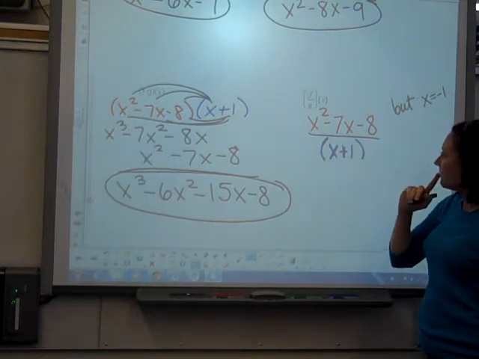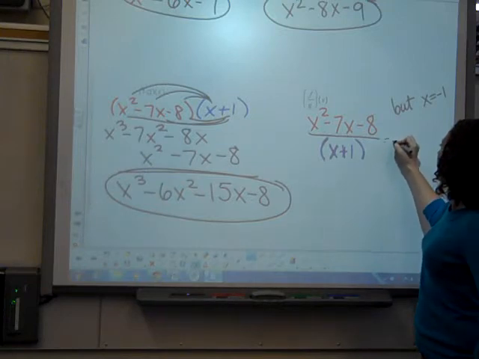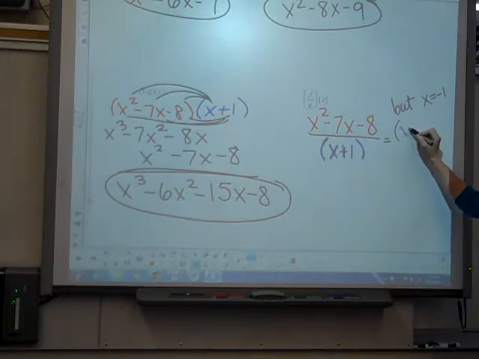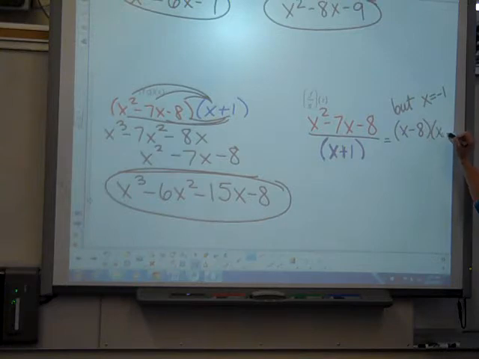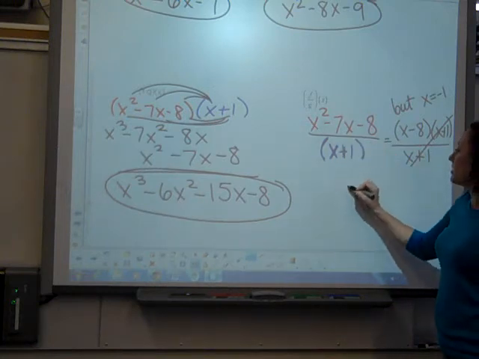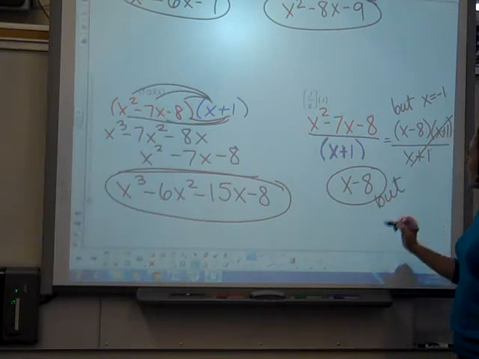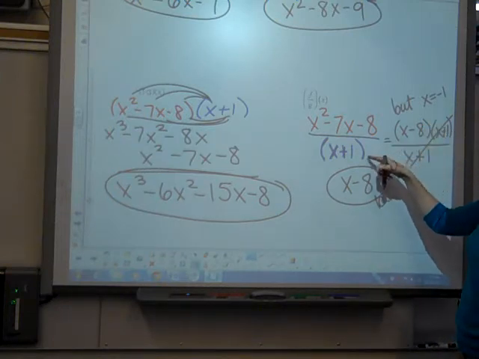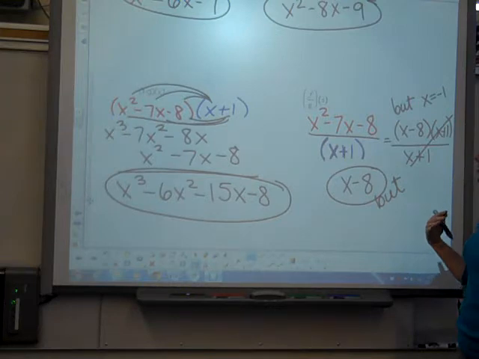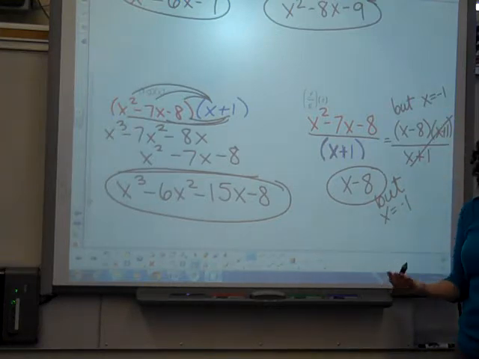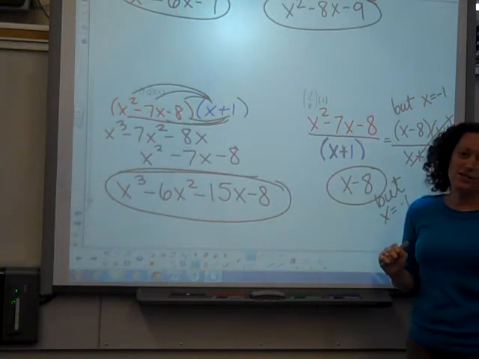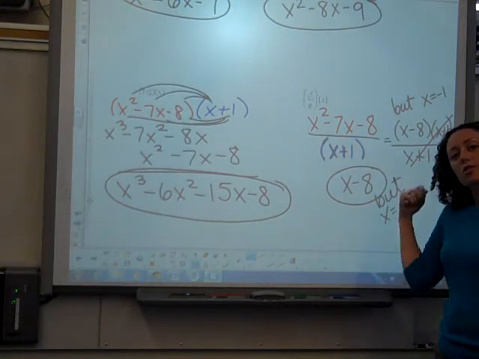So I'm going to check, can I factor this? Can I factor this? Oh, I think I can. I think I remember that this is x minus 8 and x plus 1. So notice it cancels out. So my solution to this is just x minus 8. But I need to be careful because that value would still exclude this whole polynomial. So I need to make sure I include that statement as part of my solution. So anytime there's a polynomial in a denominator, I need to do that. Be really careful as you do some of the homework.